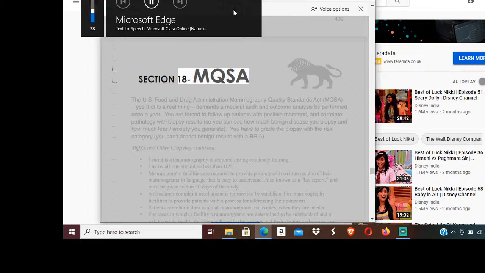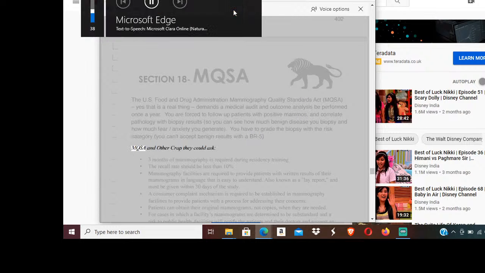MQSA. The U.S. Food and Drug Administration Mammography Quality Standards Act, MQSA, yes that is a real thing, demands a medical audit and outcome analysis be performed once a year. You are forced to follow up patients with positive mammos and correlate pathology with biopsy results, so you can see how much benign disease you biopsy and how much fear and anxiety you generate. You have to grade the biopsy with the risk category. You can't accept benign results with a BI-RADS 5.